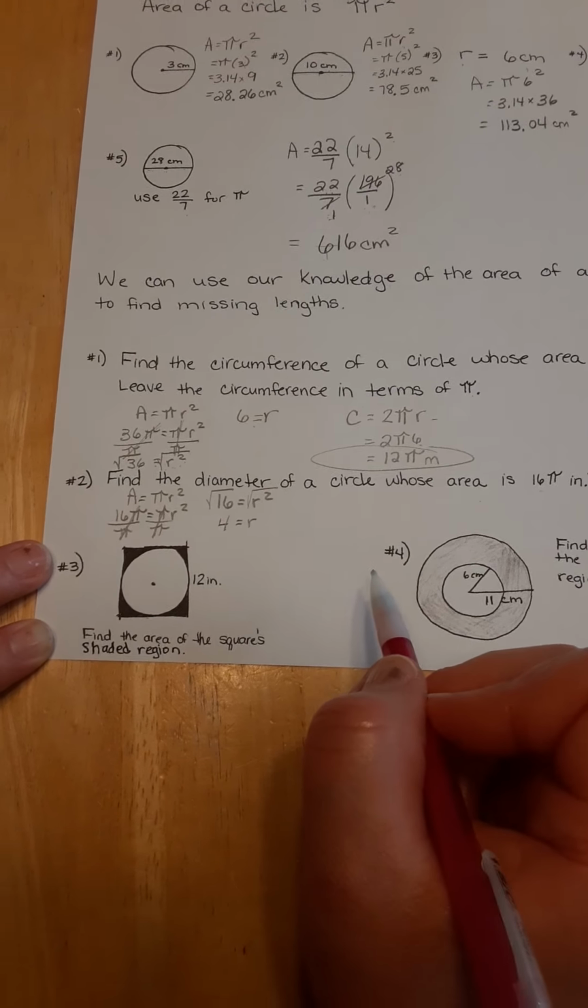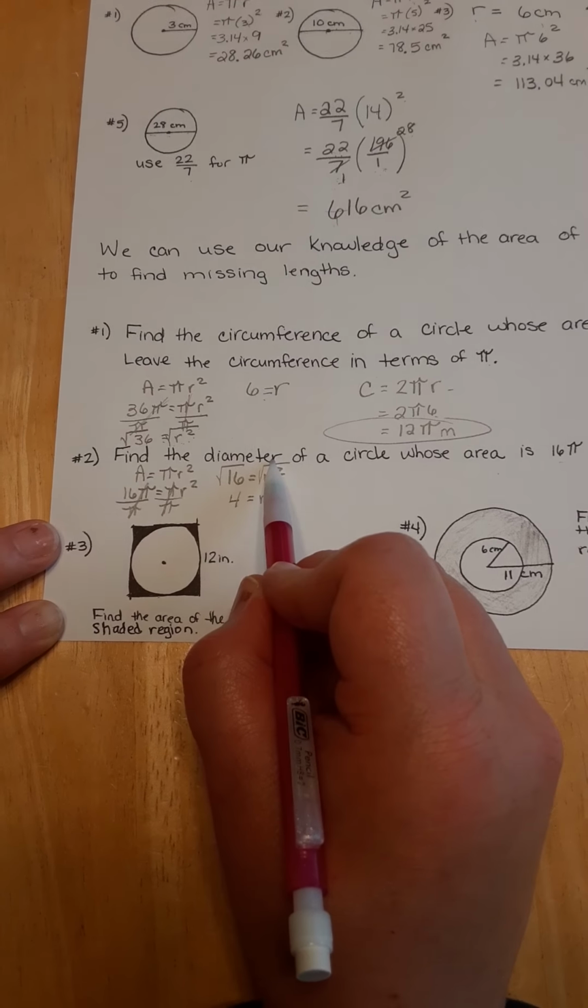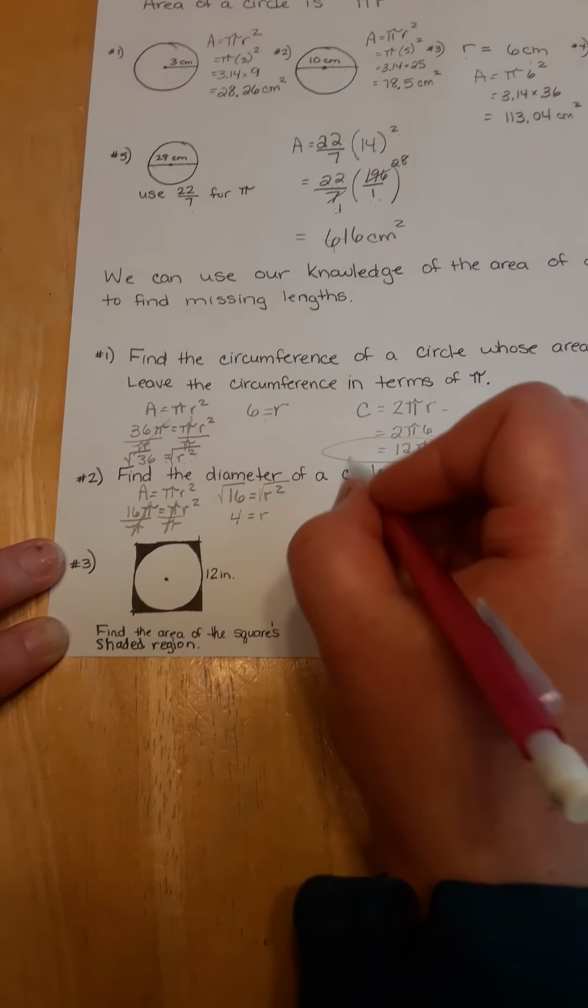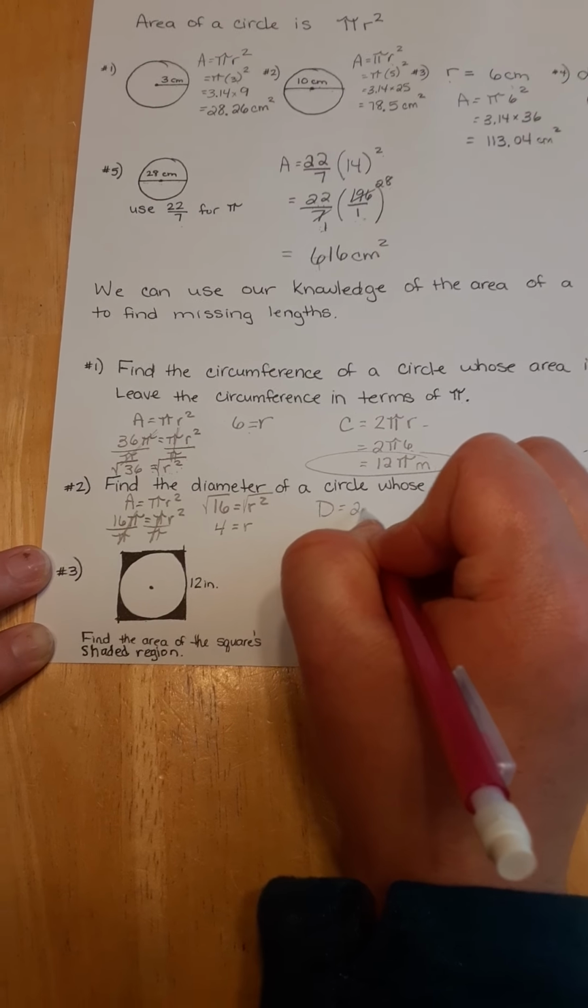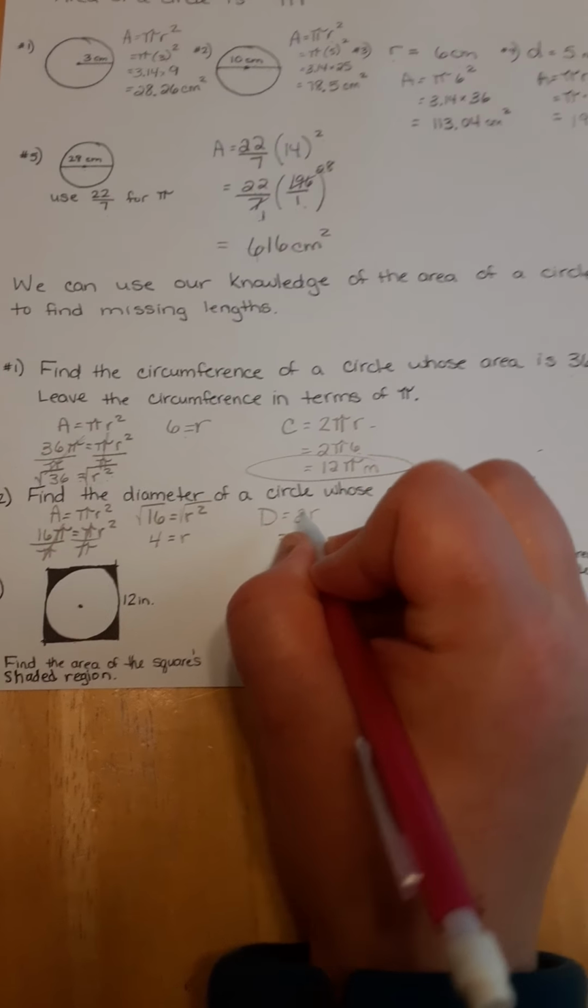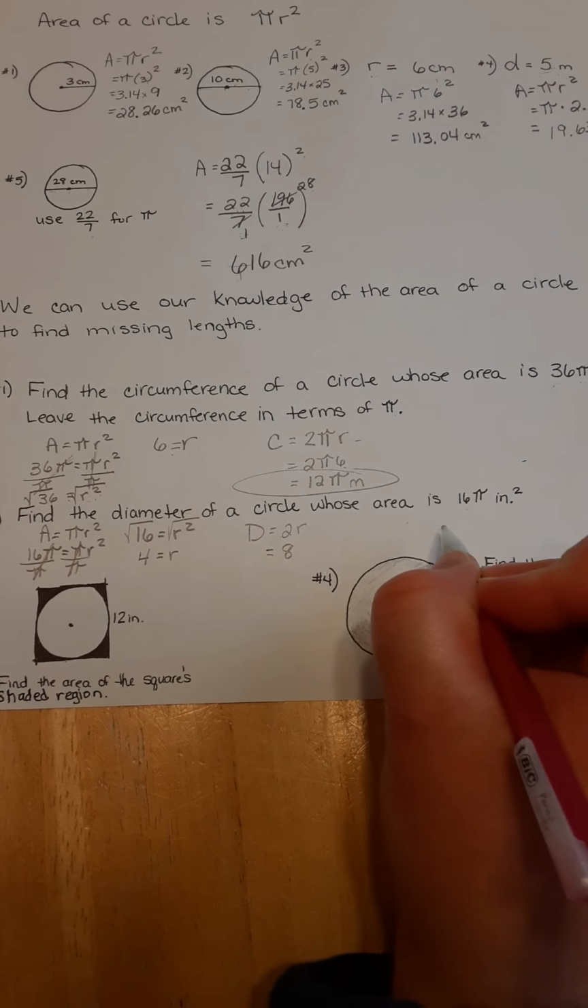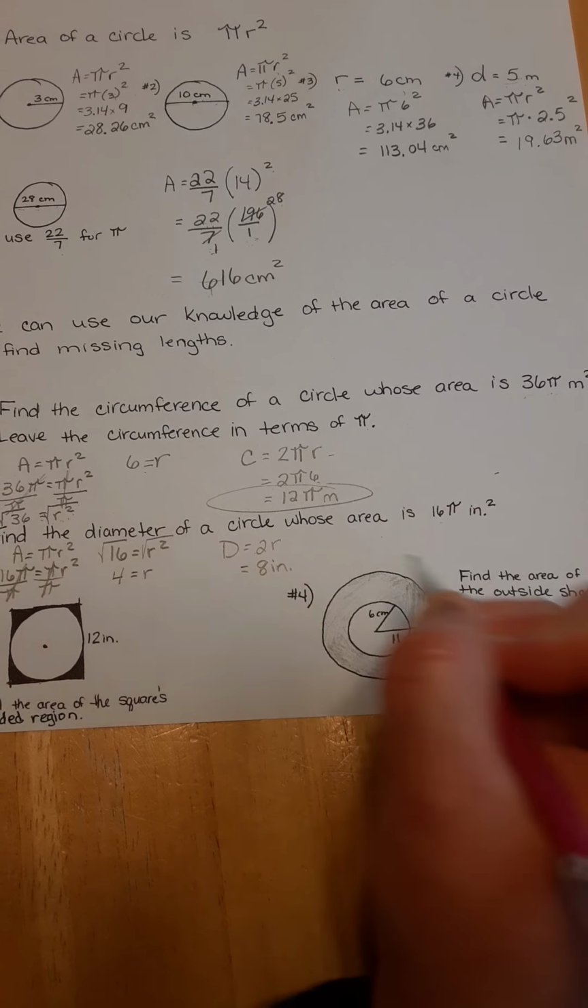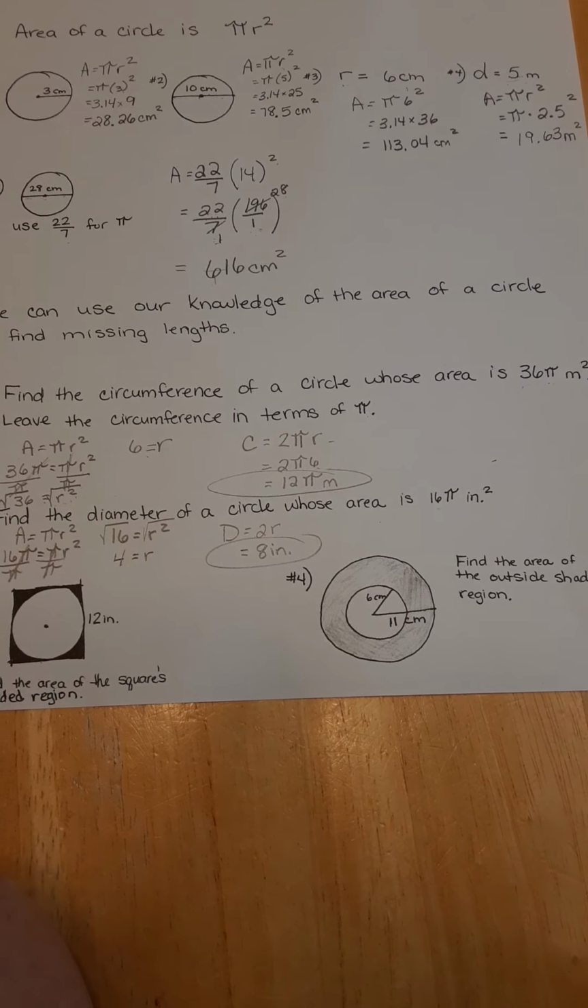Now, what are they asking for? They're asking me for a diameter. Remember, the diameter is actually 2 times the radius because it's 2 of them. So my final answer, 2 times 4, is 8 inches. That's my answer for this problem.